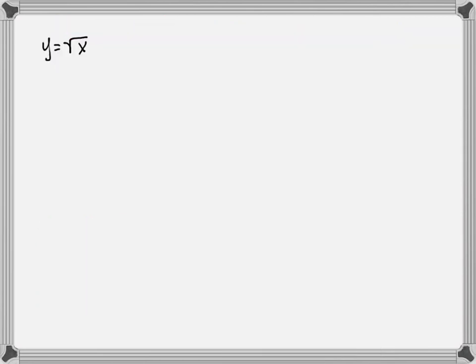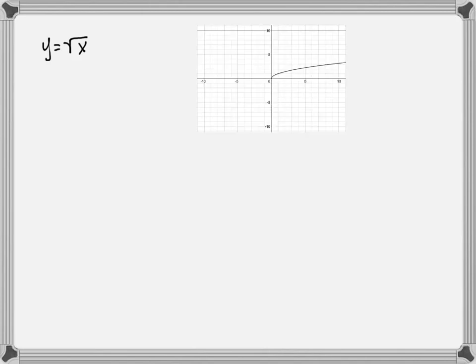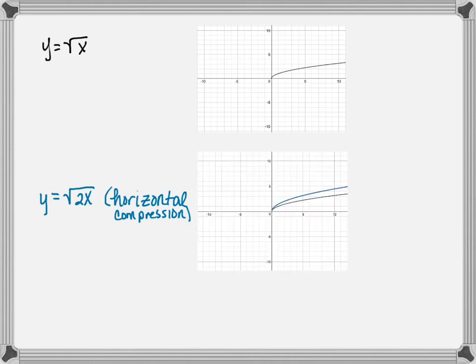Okay, again, our parent function, y equals the square root of x. Now, here are some transformations we really haven't seen too much of this year. Y equals the square root of 2x. Here's what the graph looks like in blue. It's a horizontal compression, which, yes, does look a bit like a vertical stretch. But since the 2 is inside the radical with the x, it is a horizontal compression.